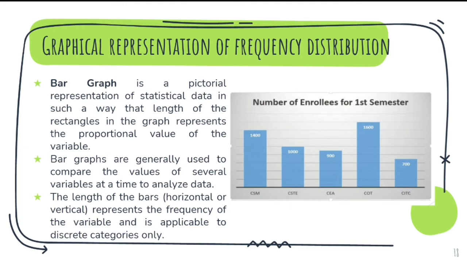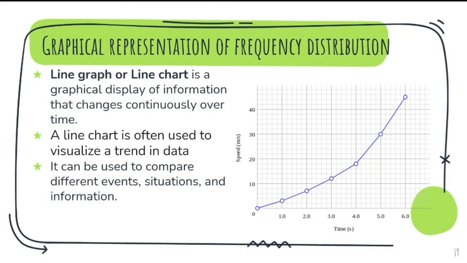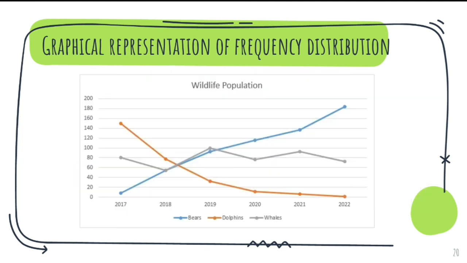The length of the bars, horizontal or vertical, represents the frequency of the variable and is applicable to discrete categories only. Next, you have the line graph or line chart. It's a graphical display of information that changes continuously over time. A line chart is often used to visualize a trend in data. It can also be used to compare different events, situations, and information, like this one. So you can see 2 or more lines.